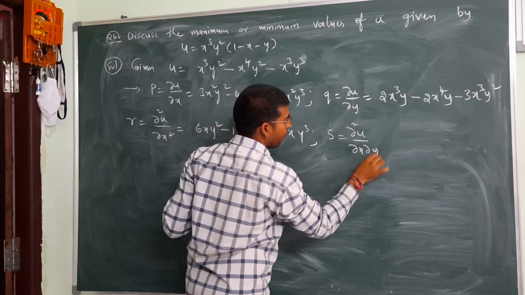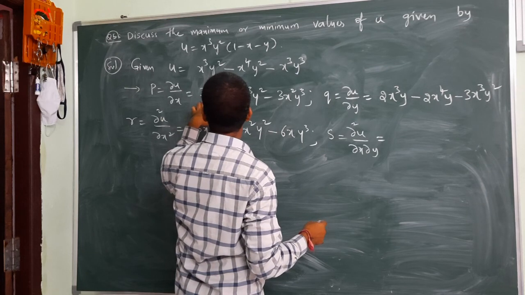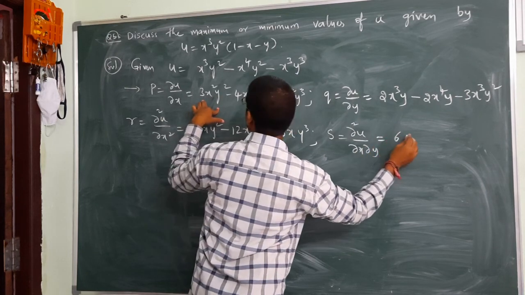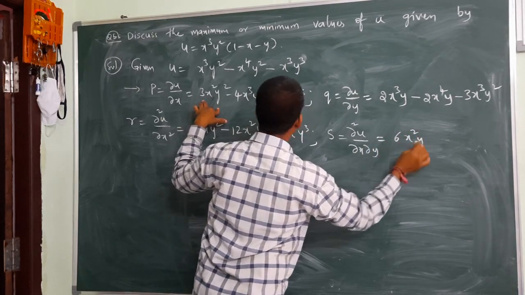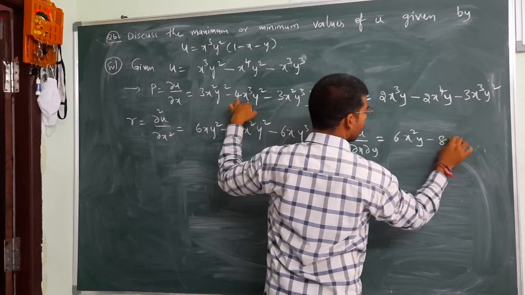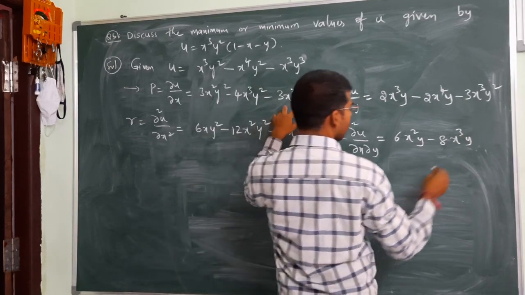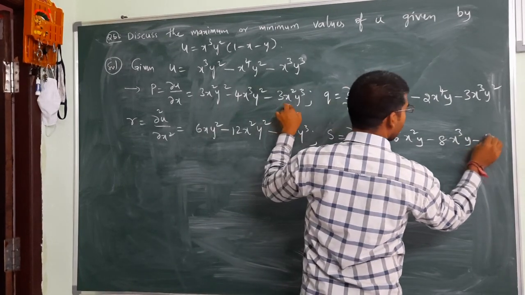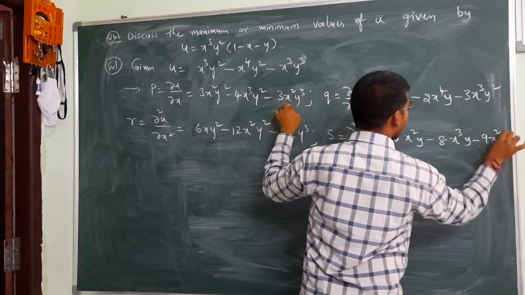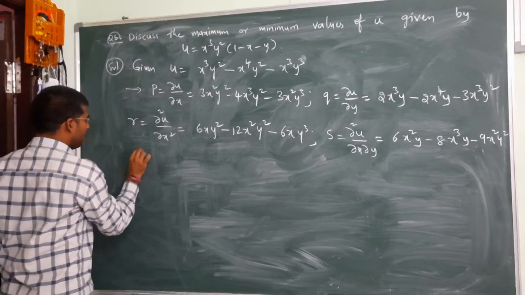∂²u/∂x∂y. If I differentiate with respect to y, what are you getting? 2y means 6x²y, and the next one is minus 8x³y, right sir? And one more is there, no? So 9x²y², right sir? Right. This is P, Q, R, S. What about T?